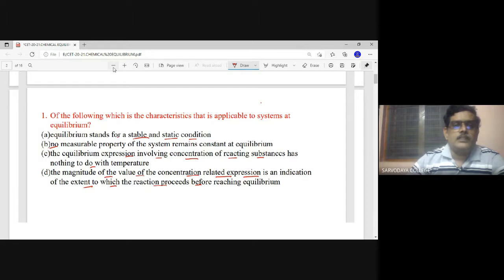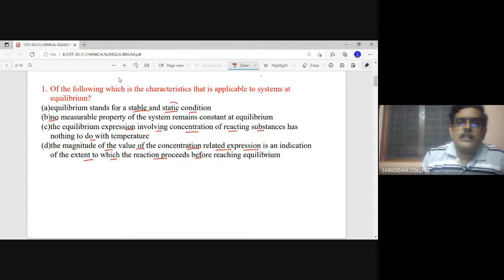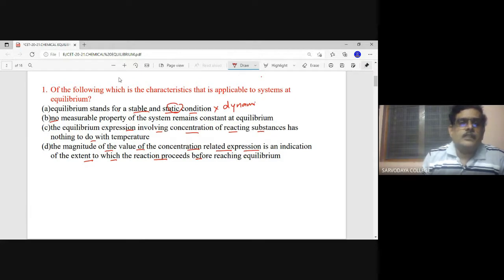See, if you look at the statements one by one, equilibrium is a dynamic condition. It is not static, as given here, but actually it is dynamic. Therefore, the first statement is wrong. All measurable properties remain constant, like pressure, volume, temperature. They remain constant during the equilibrium. Therefore, the second statement is also wrong.